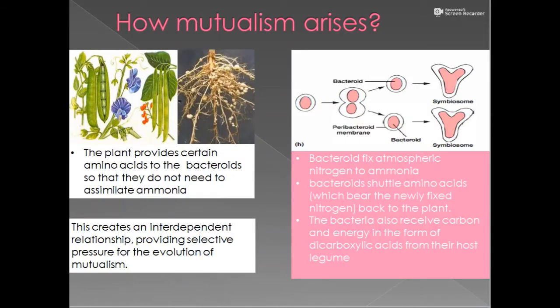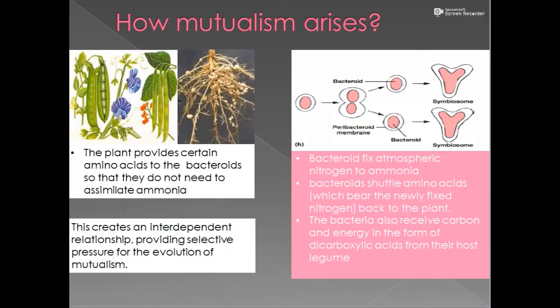Now there exists a question: how does a mutualism arise over here? In the case of the leguminous plant, the plant will provide various amino acids to the bacteroids so that they need not assimilate ammonia. So where does this ammonia come from? Normally, when the bacteroid is present within the plant, it will fix atmospheric nitrogen to ammonia. Usually, of course, the bacteria also need ammonia. But since the plant is providing the amino acids to the bacteroid, the ammonia which has been synthesized by the bacteroid is not needed by it. So what will it do?